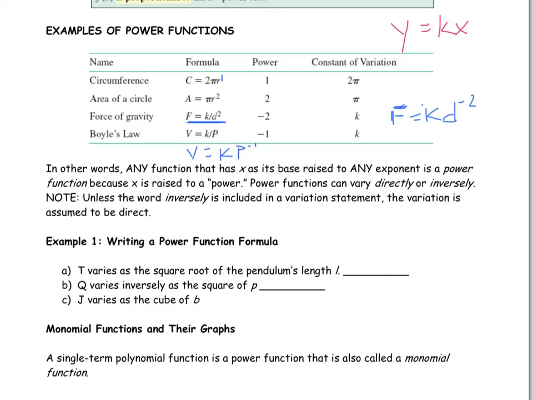So you're going to use some vocabulary and have to decipher how to write the equation. But right here, I need you to notice, it says, note, unless the word inverse is included in a variation statement, the variation is assumed to be direct.